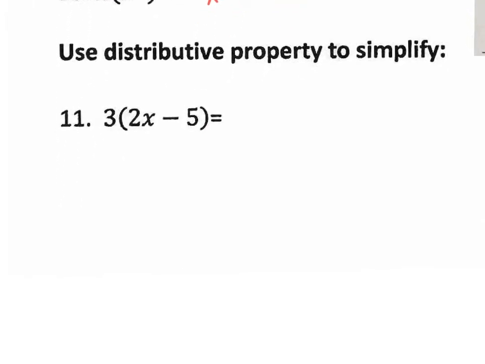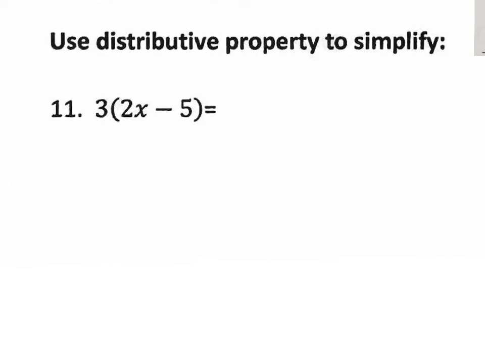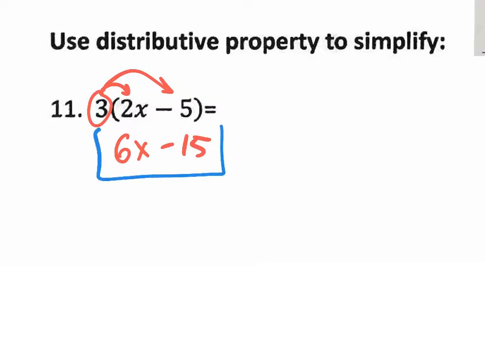One more final review problem. This is from semester 1. We just want to distribute to simplify. So let's take that 3 that's on the outside and let's distribute it. 3 times 2x, that's 6x. 3 times negative 5, that's negative 15. And that's it. We're done.